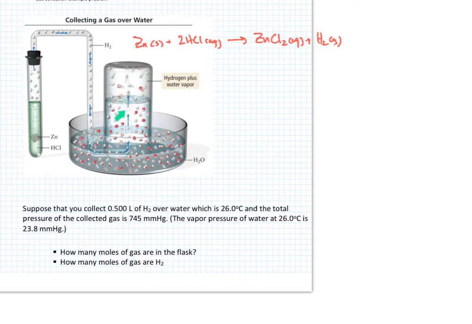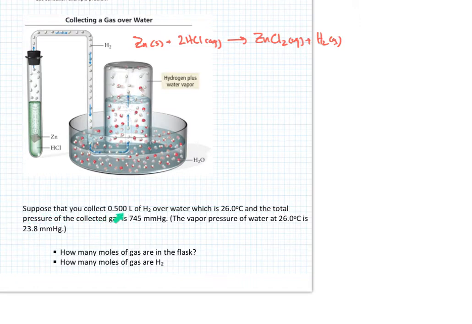And also recall in the last video we mentioned that as these hydrogen gas bubbles percolate their way up through the water, they're actually picking up water vapor due to the vapor pressure of water. So we actually have a mixture of gases in here. We have mostly hydrogen and a little bit of water vapor will be in there due to the vapor pressure of the water.